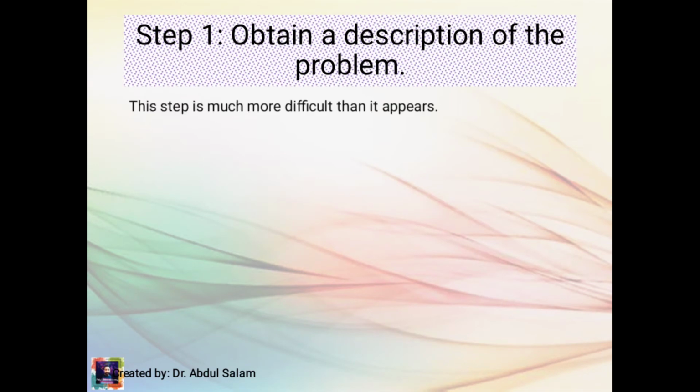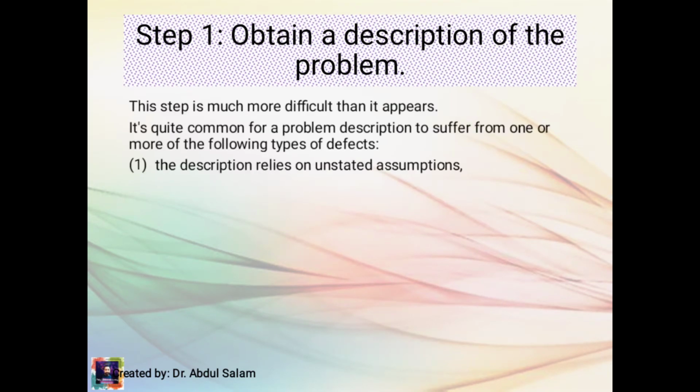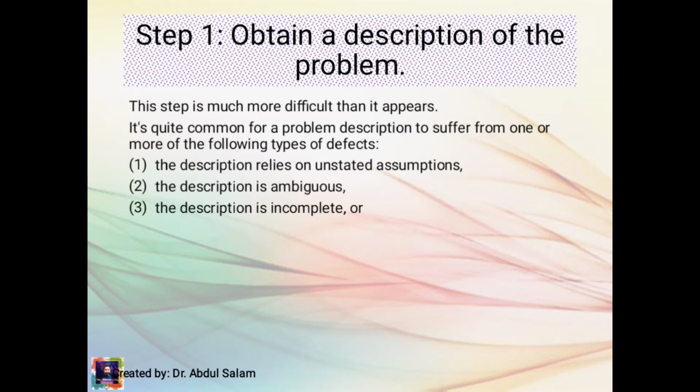Step 1. Obtain a description of the problem. This step is much more difficult than it appears. It's quite common for a problem description to suffer from one or more of the following types of defects. Number 1, the description relies on unstated assumptions. Number 2, the description is ambiguous. Number 3, the description is incomplete or has internal contradictions.